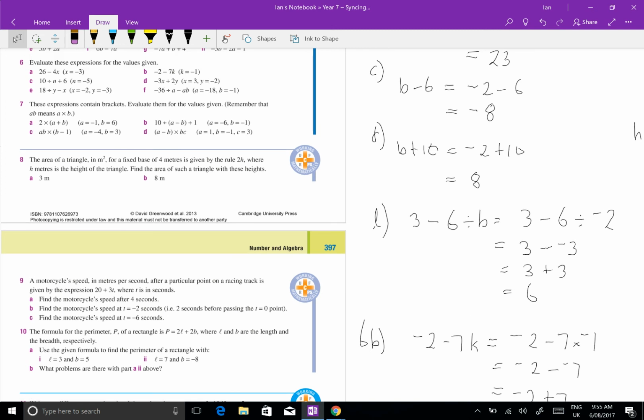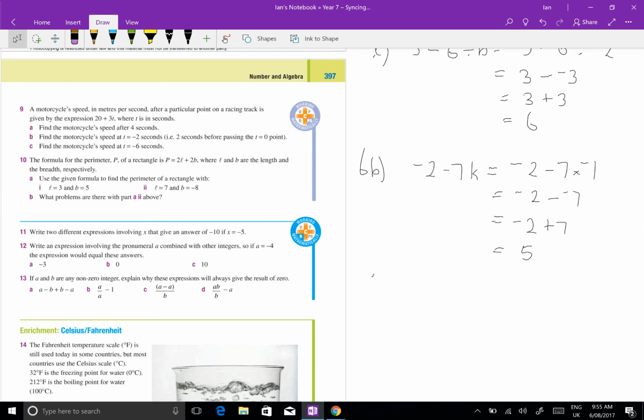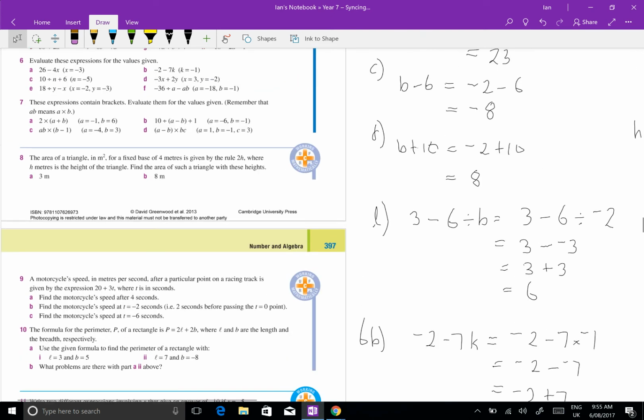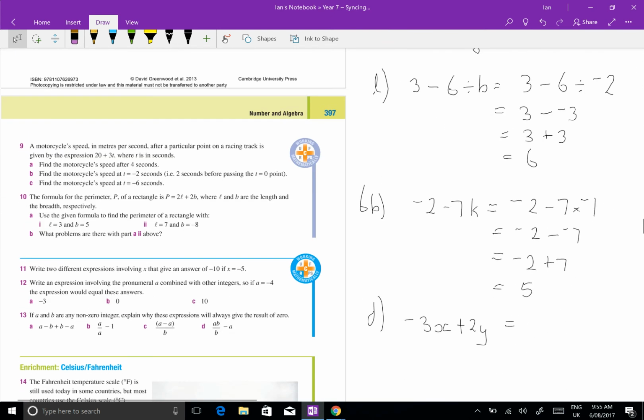All right, let's do D, negative 3x plus 2y. Well, let's go back and say what we're doing here. Here is our expression with two terms and two pronumerals. The pronumerals are the x and y. The two terms are minus 3x and plus 2y. There is no constant. The coefficient of x is negative 3 and the coefficient of y is positive 2.